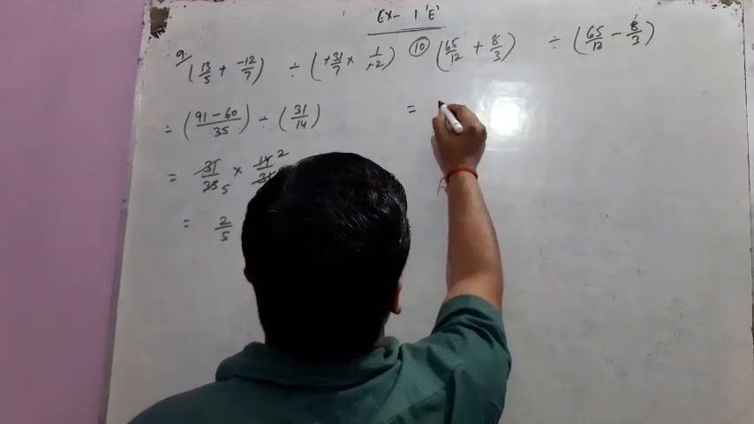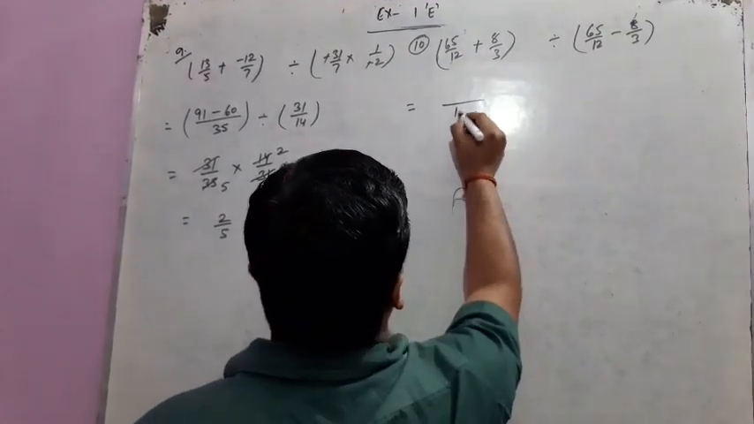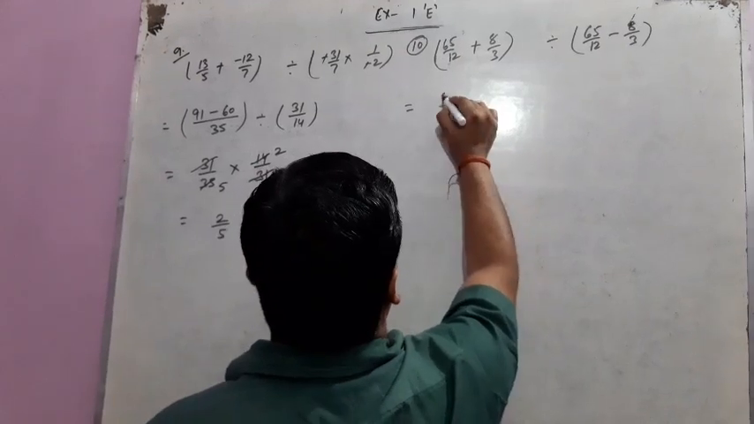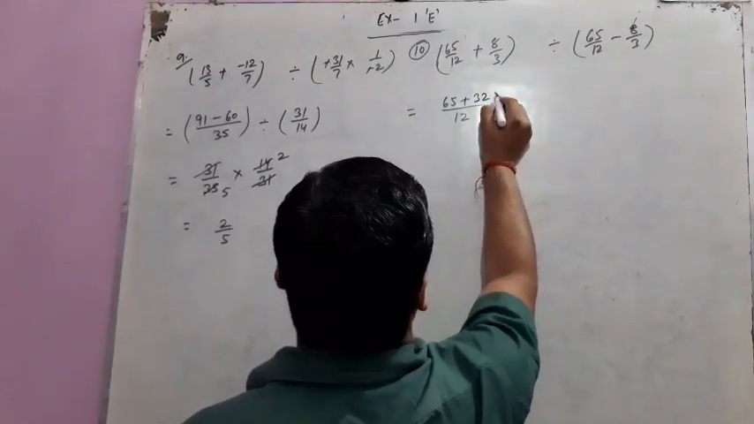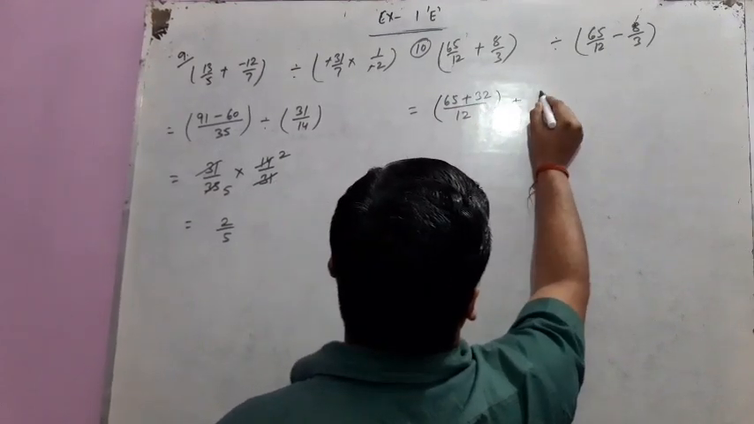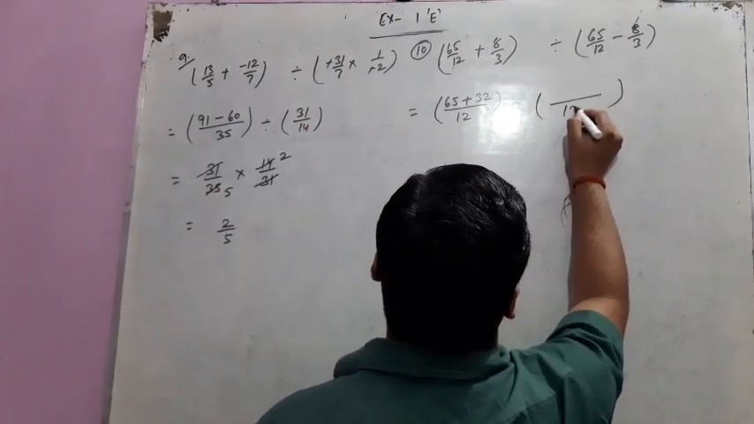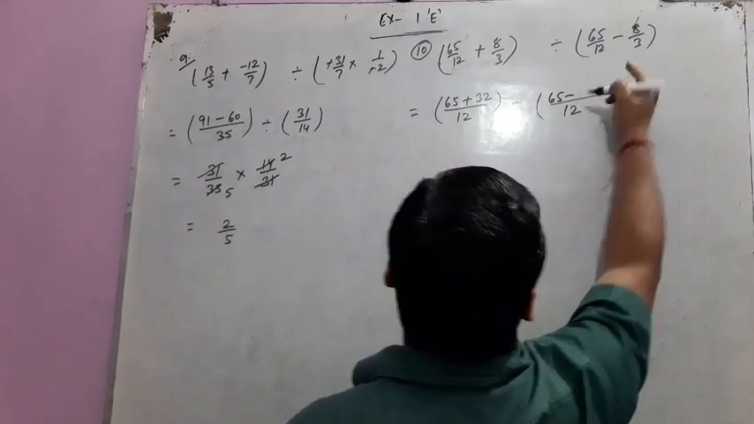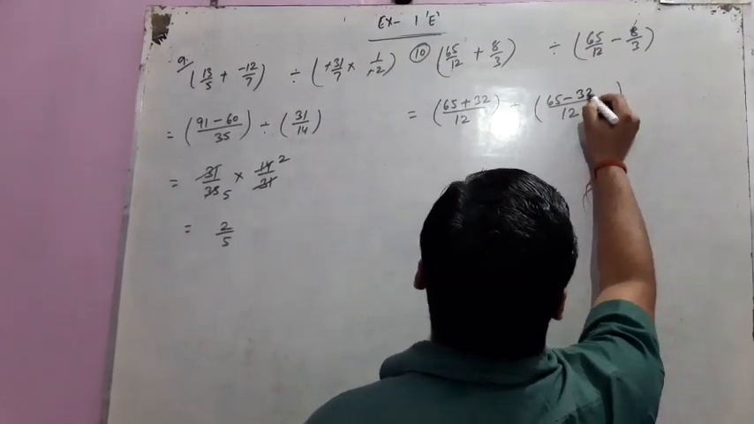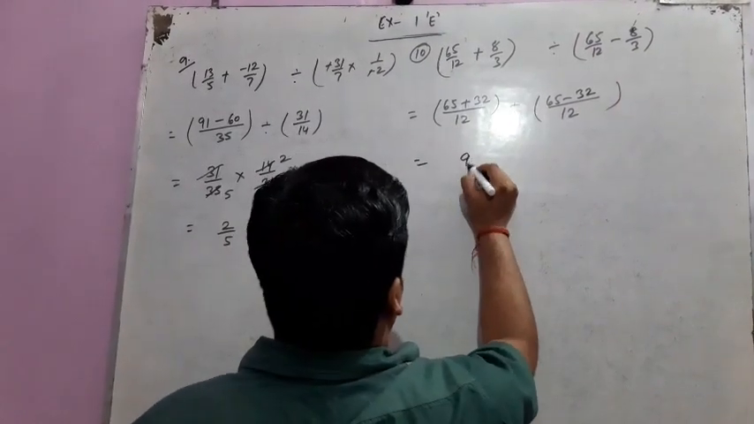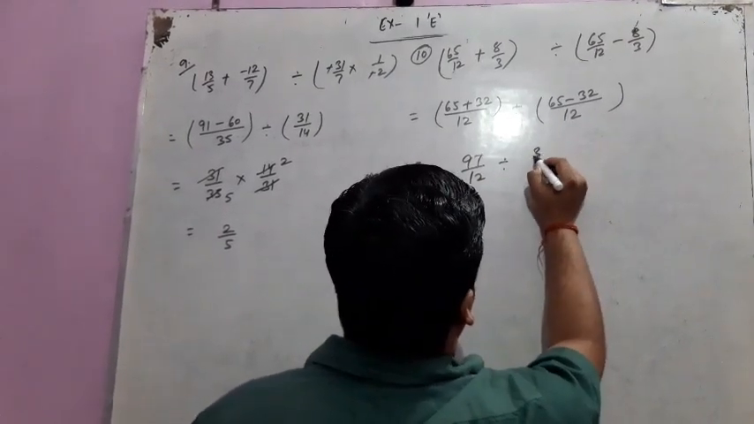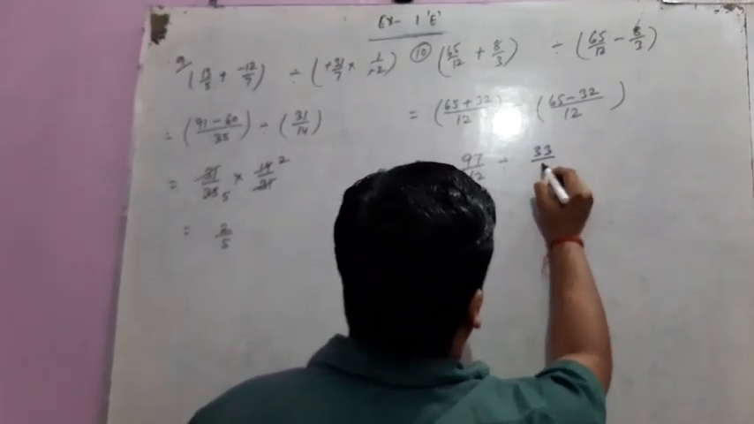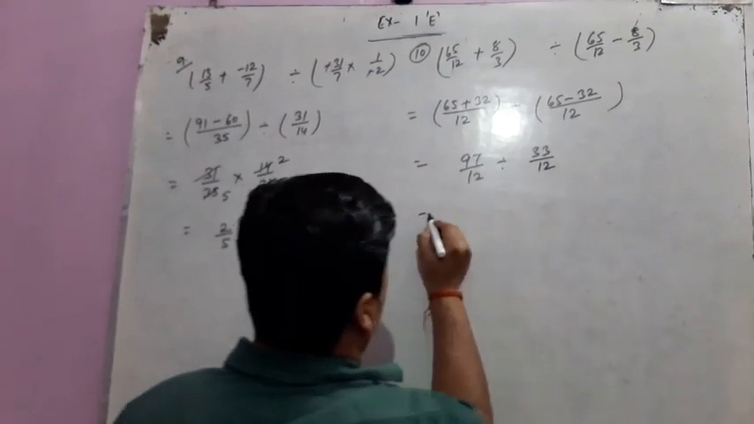Here the LCM of 12 and 3 is 12. 12 ones are 12, 65. 3 fours are 12, 8 fours are 32. So the sum is 97 by 12. Subtracting the values, we will get 33 by 12.